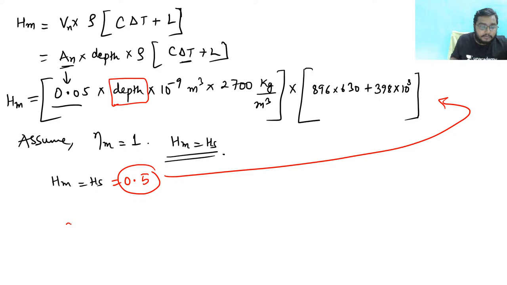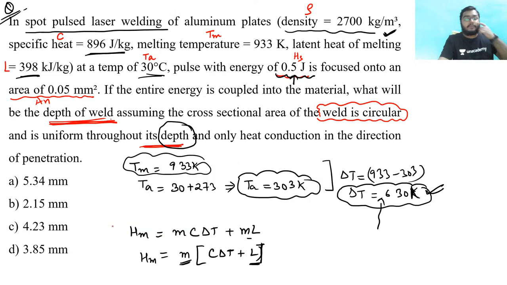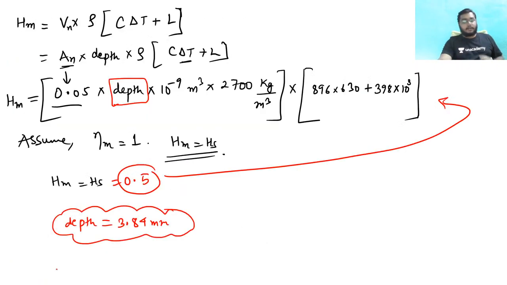The depth would be coming around 3.84 mm. So you will get the answer of depth as 3.84 mm, and among the options we are seeing, option D is close to 3.84 mm. So definitely my answer would be option D. So did you understand this concept or not? Is this question clear to you? Is everything I have explained till now clear to you?